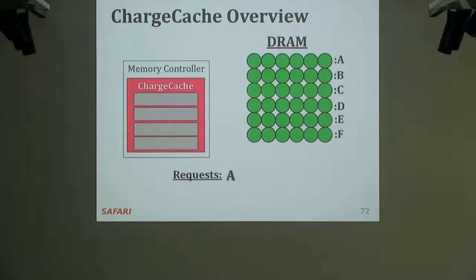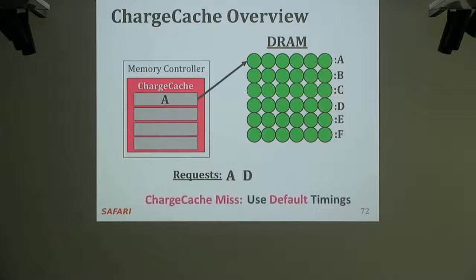You get an access to row A. It's a miss in the ChargeCache. You haven't recorded it, so you use default timings. Then you activate row A, and you record in ChargeCache that row A is accessed recently. Then you get an access to D. It's a miss in ChargeCache. You use default timings, and then you activate row D. Then you record in ChargeCache that you recently activated it, meaning recently you replenished the charge in it.